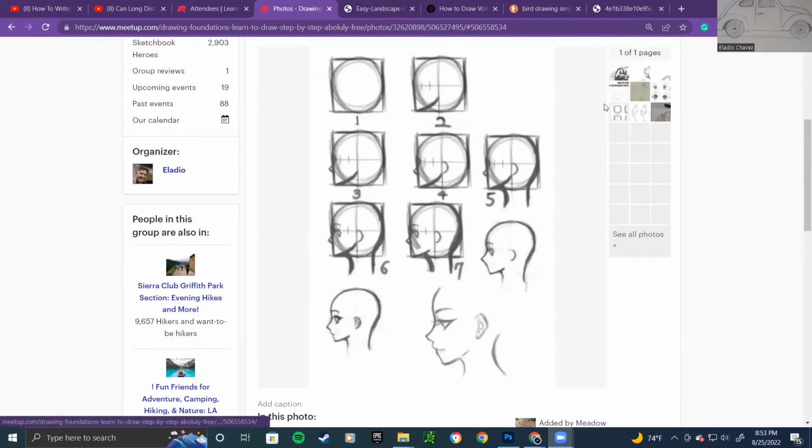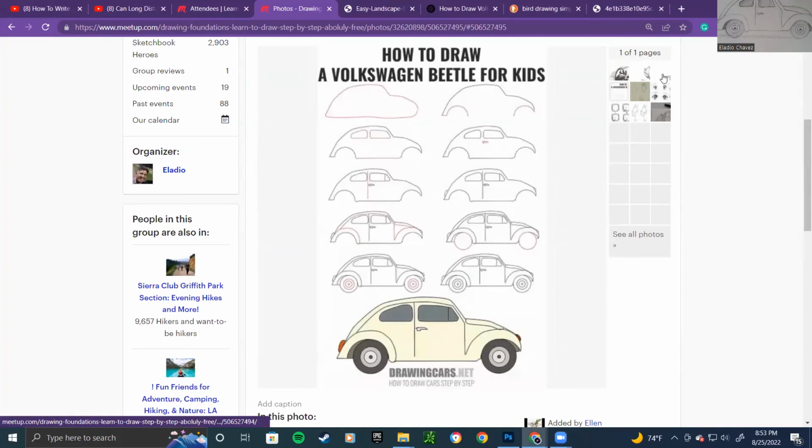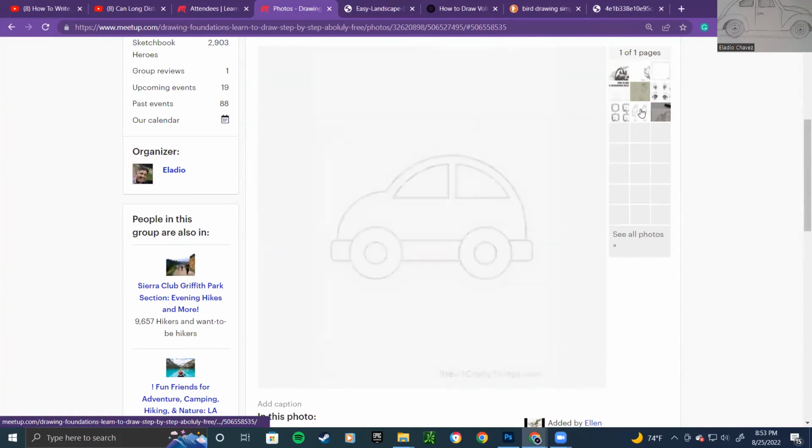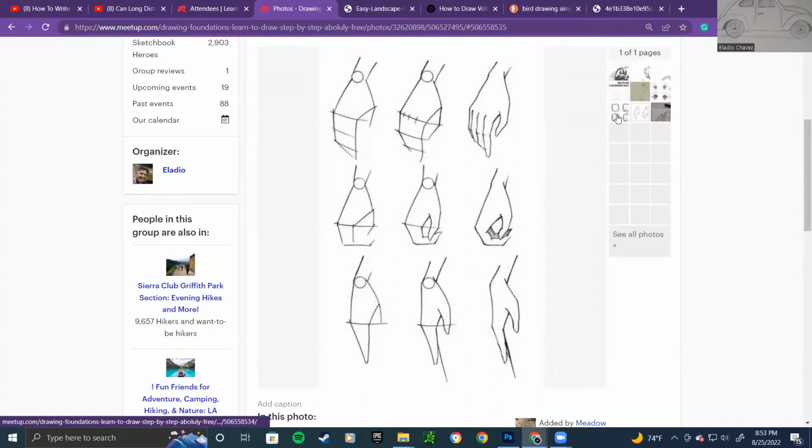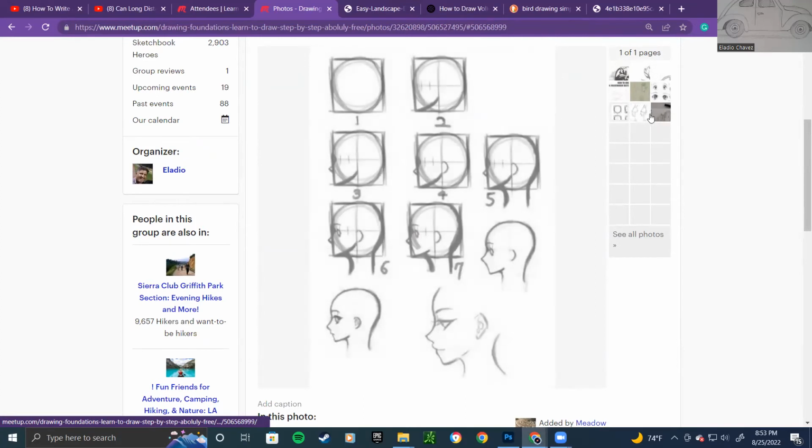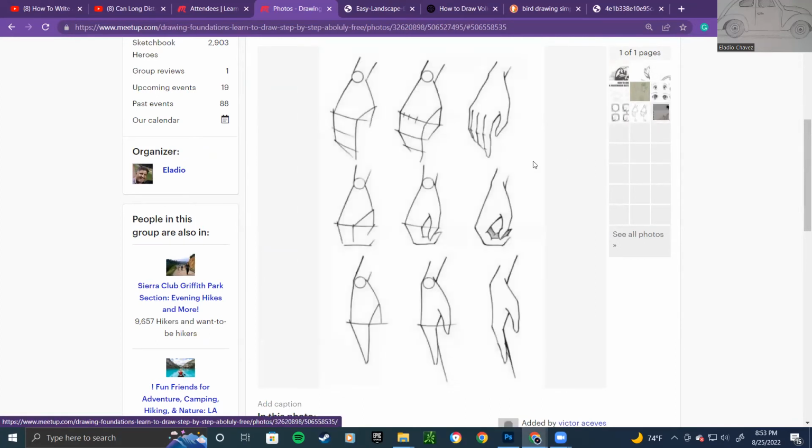All right, so let's go to the next one. The hands. Where are the hands? It's the bug. Another bug. There they are. These are the hands. What was this? Oh, that's the head. I don't know what that is.